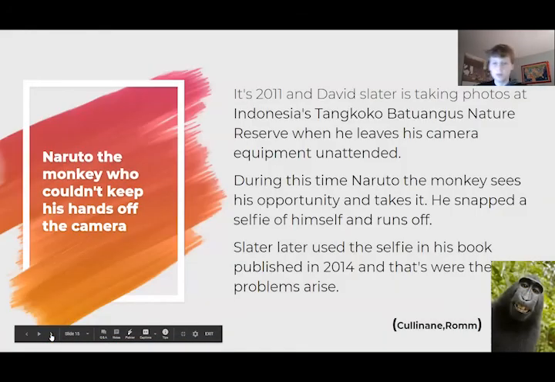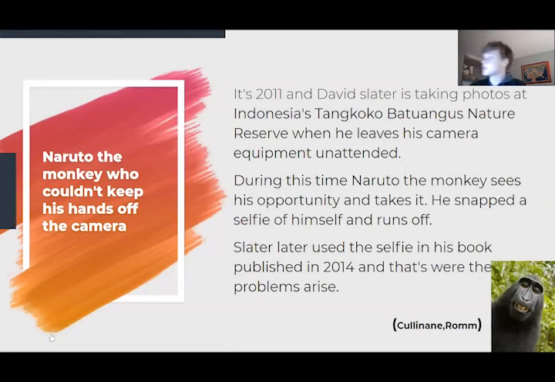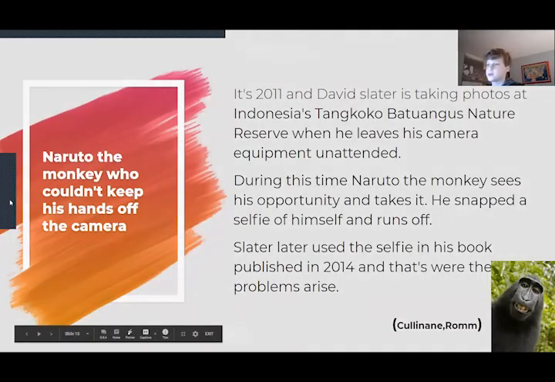Okay, so starting off, in 2011, David Slater is taking photos in Indonesia, Tangkoko Batuangus Nature Reserve. I definitely butchered that. When he leaves his camera equipment unattended. During this time, as you might be able to see in the bottom right corner, Naruto the monkey sees he has an opportunity and takes it. He snaps a selfie of himself and runs off. Slater later uses this selfie in his book published in 2014, and that's where problems arise.